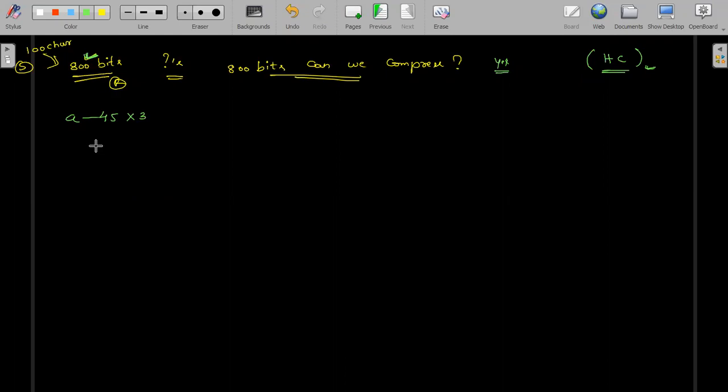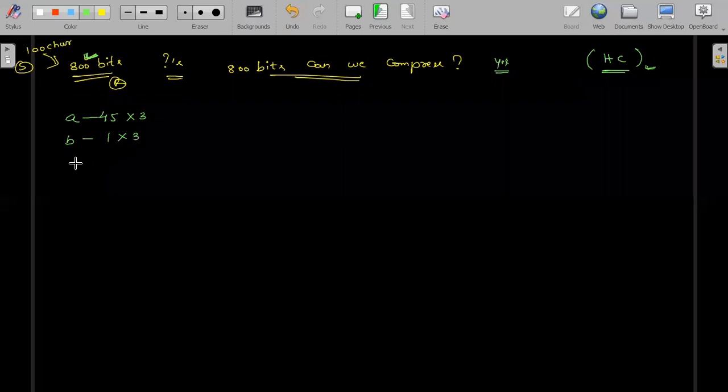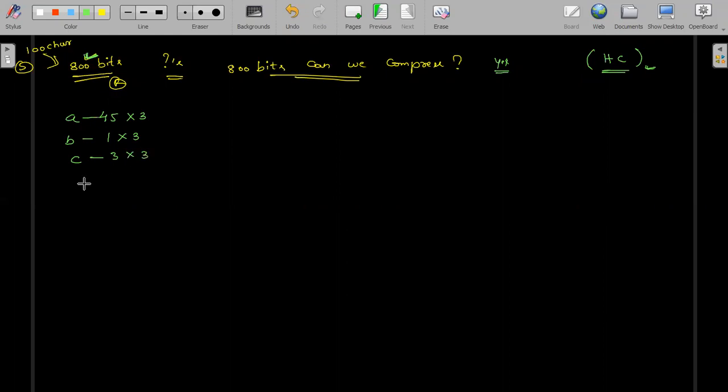3 bits. Instead of giving 8 bits, I am going to give 3 bits. Sir, why are you doing that? I will tell you, don't worry. So B, how many times is it repeating? 1 time. For that also, I will give 3 bits. Again, C, how many times is it repeating? 3 times. For that also, I will give 3 bits. Again, for D, how many times is it repeating? 20 times. For that also, I will give 3.